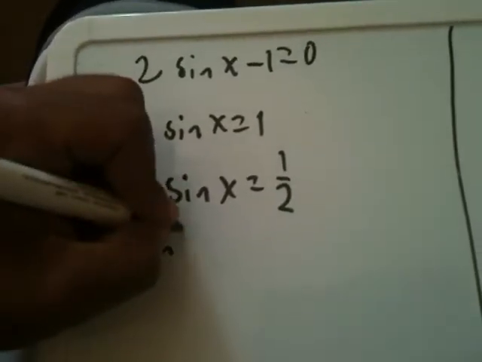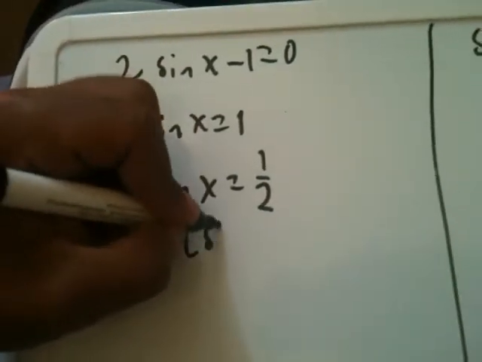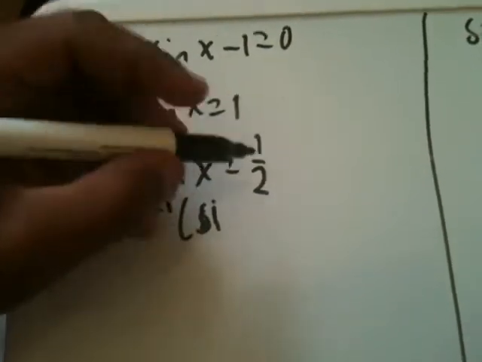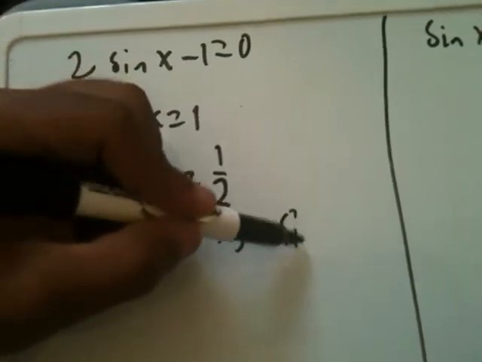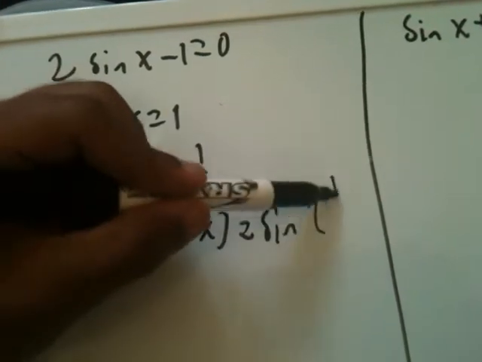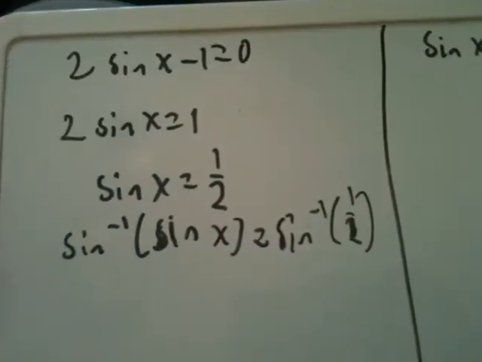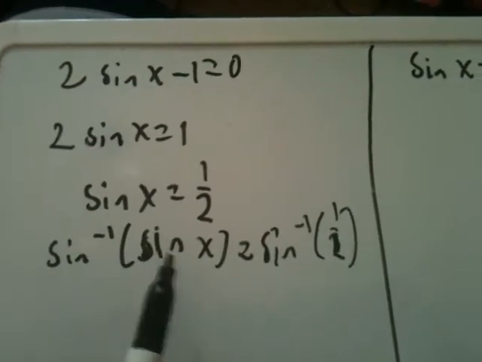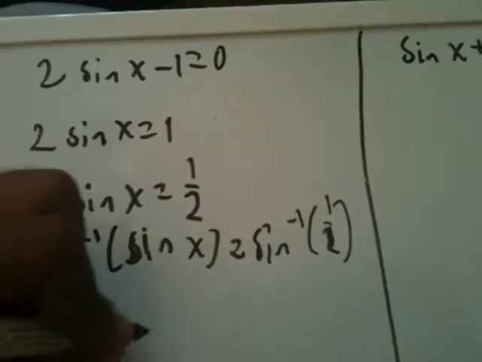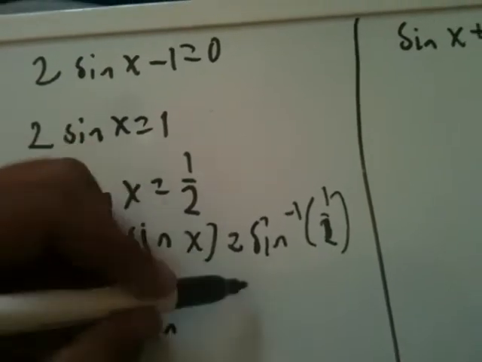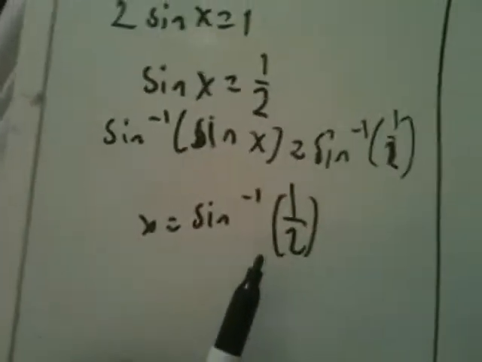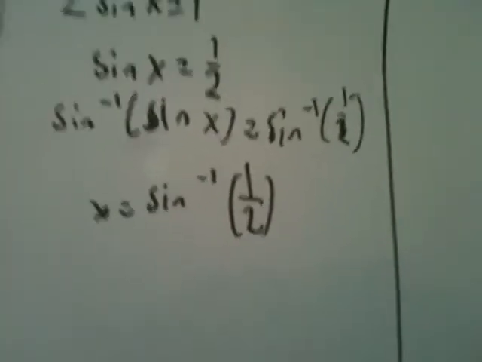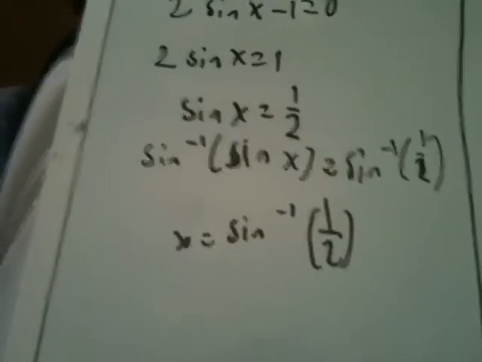That's sine inverse of the sine of x. Sine inverse sine of x is equal to sine inverse of 1/2. Now, these two will basically cancel out, and then you have x equals sine inverse of 1/2. Now, we're looking for answers that satisfy the conditions 0 to 2 pi. And there should only be 2 answers in there. So, I'm going to draw a rough unit circle on this side.